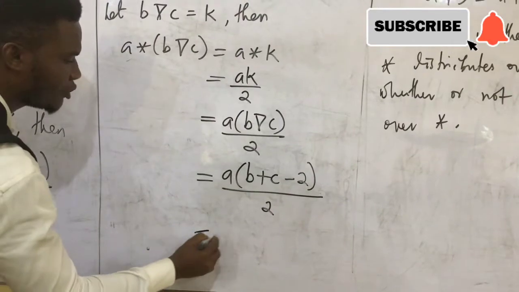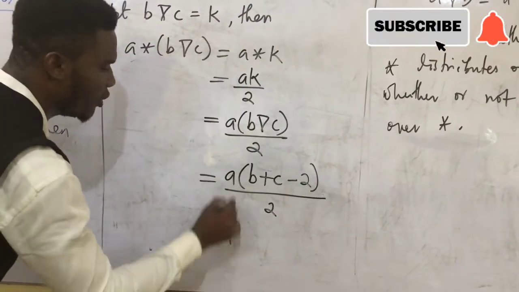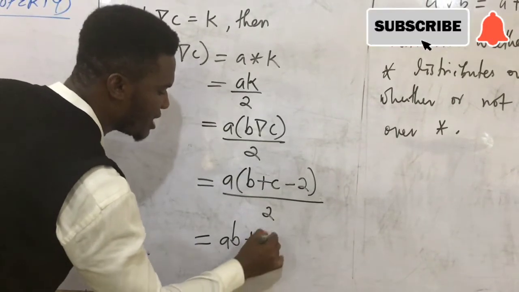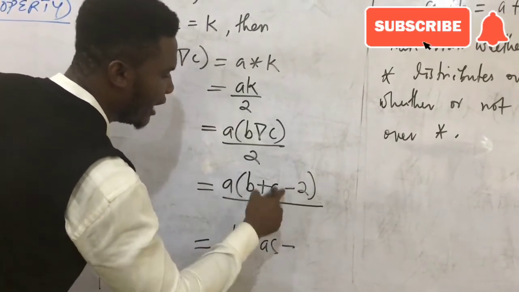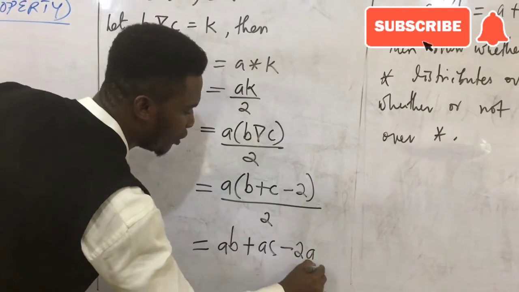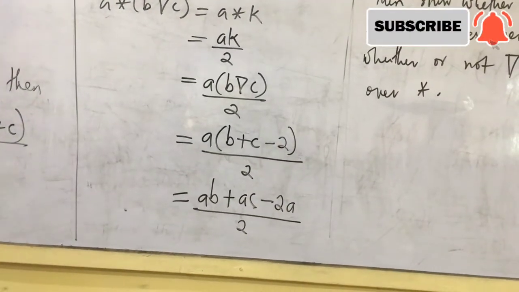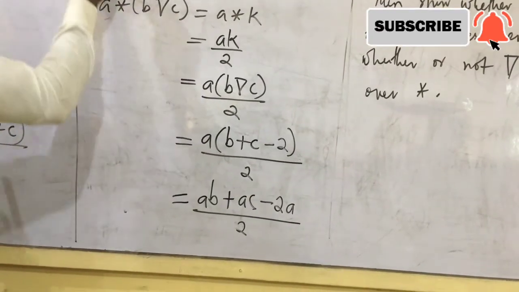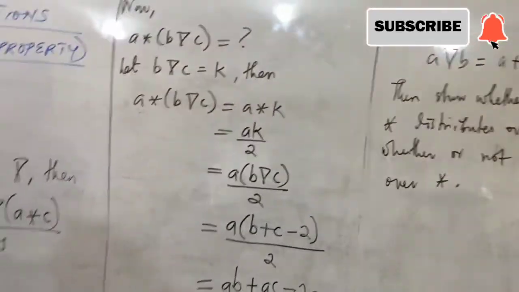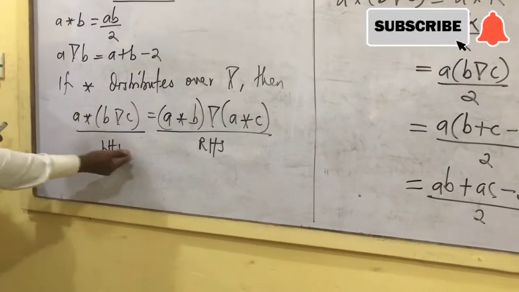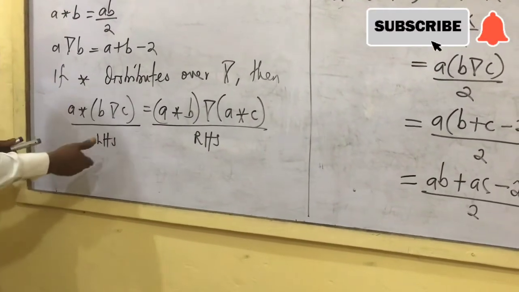If you expand to get the simplified result, this will give you A times B giving you AB, plus A times C giving you AC, minus A times 2 giving us minus 2A, all over 2. Now, what have we done? We've been able to get a result for the left-hand side of this condition. We have established a result for A asterisk (B nabla C).